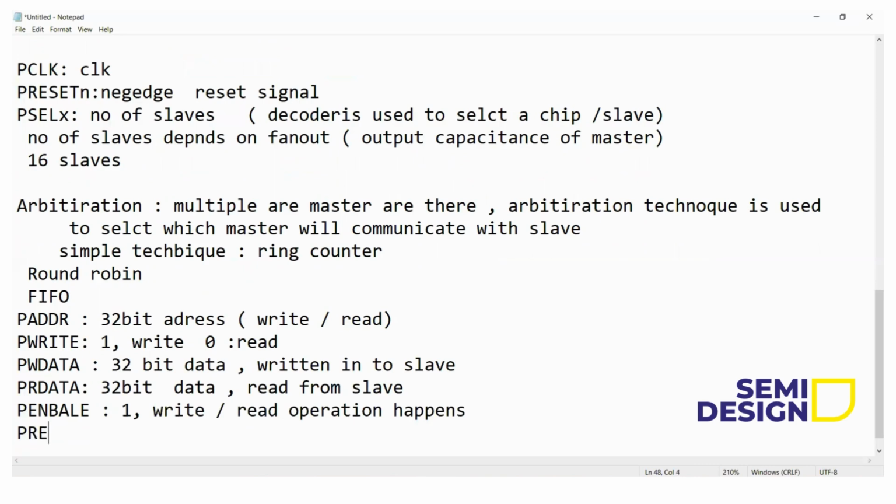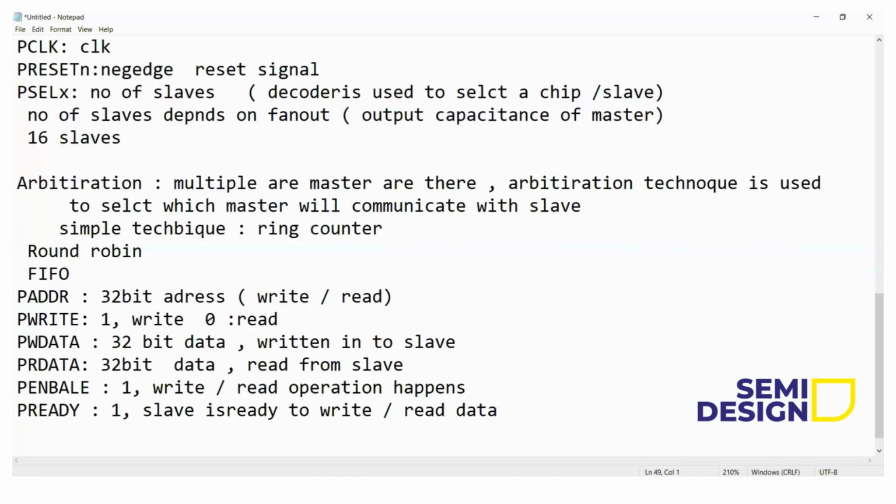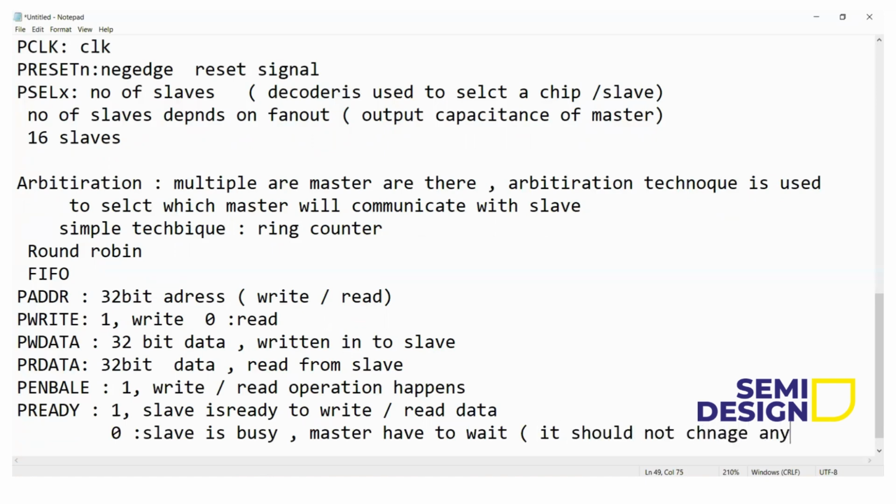There is another signal known as P ready. If this signal is 1, that means the slave is ready to take write or read data. If it is 0, that means the slave is busy with some work. So here the master has to wait. How will it wait? It should not change any signal.